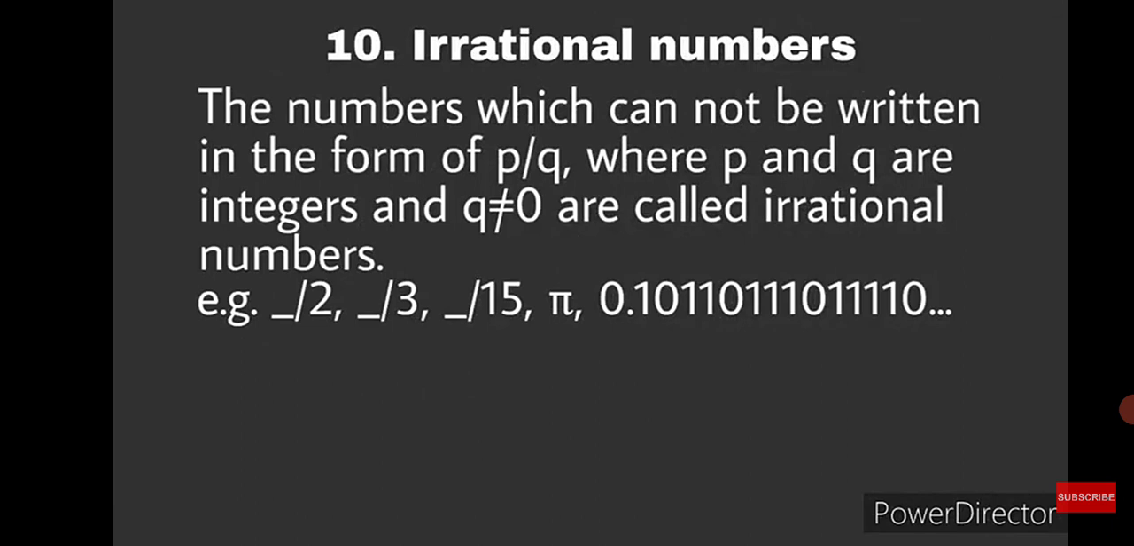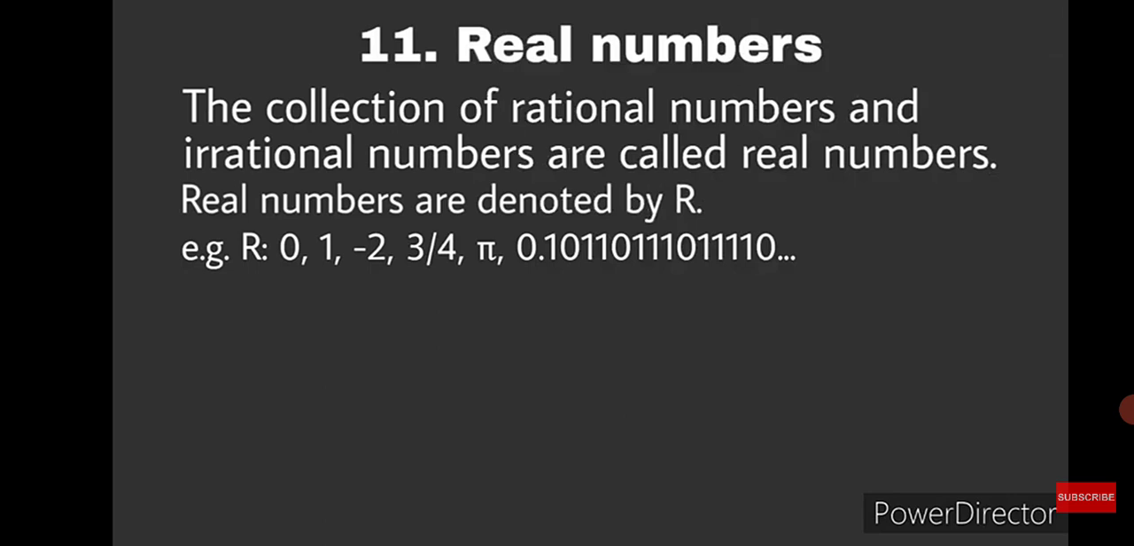Next, irrational numbers. The numbers which cannot be written in the form of p by q, where p and q are integers and q is not equal to 0, are called irrational numbers. For example, root 2, root 3, root 15, pi, 0.10110311 1110, and so on. So these are the examples for irrational numbers. The numbers cannot be written in the form of p by q.